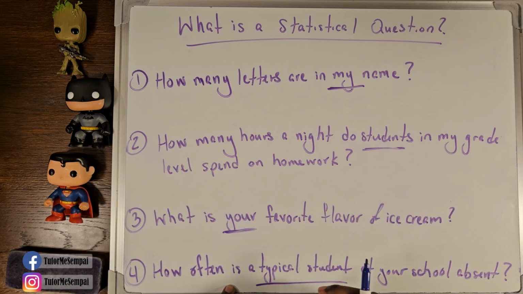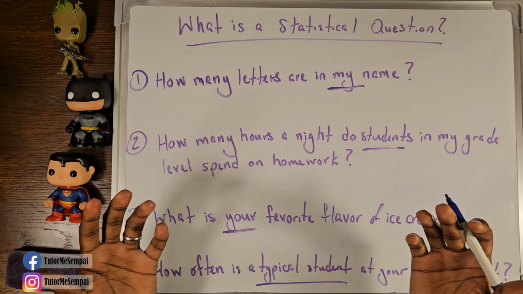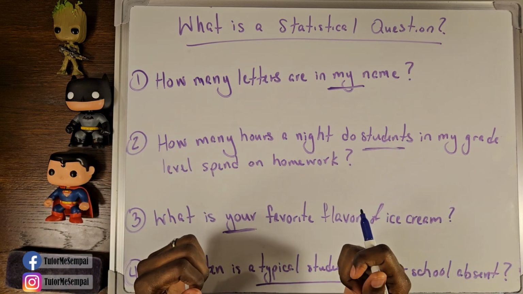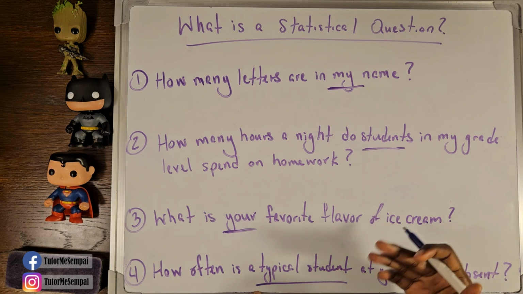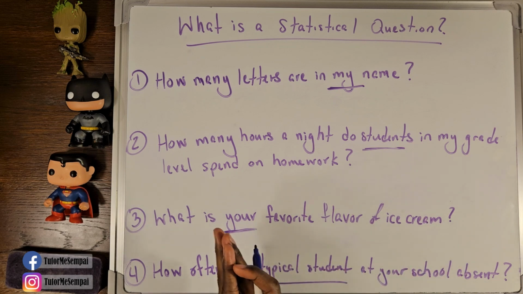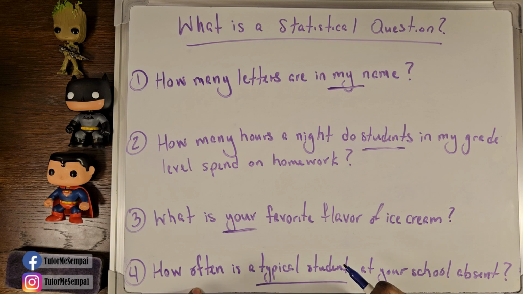A typical student means that you're probably going to have to maybe not get the entire student body at your school, but you've got to get a good enough sample size to get a good idea of a typical student. So this is definitely going to be more than one person. Once you have your pool of who you're going to be asking, you simply ask them the question, how often have you been absent?